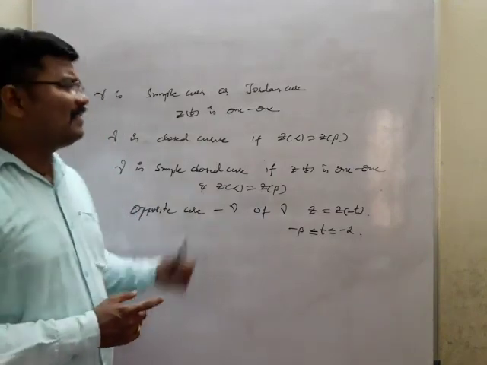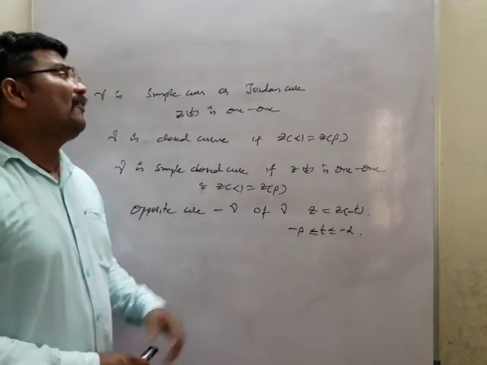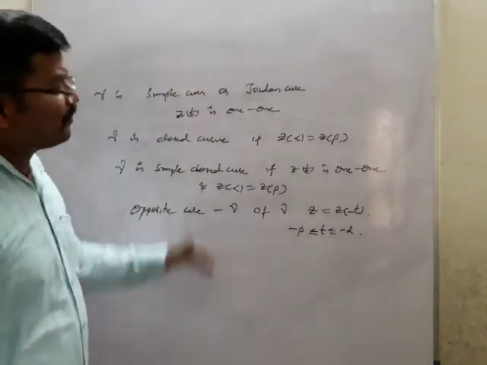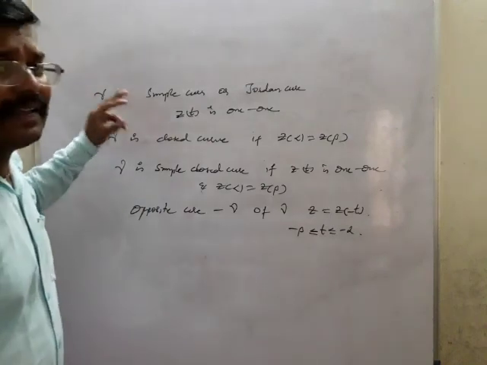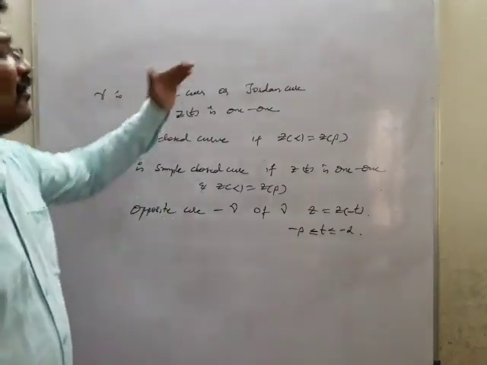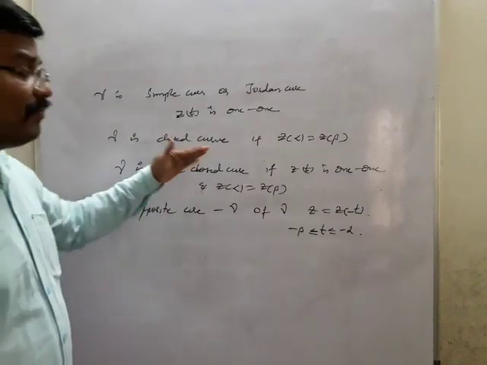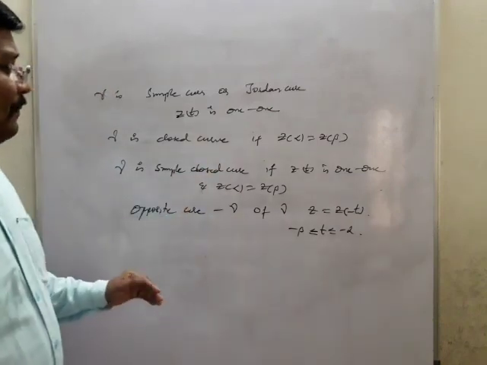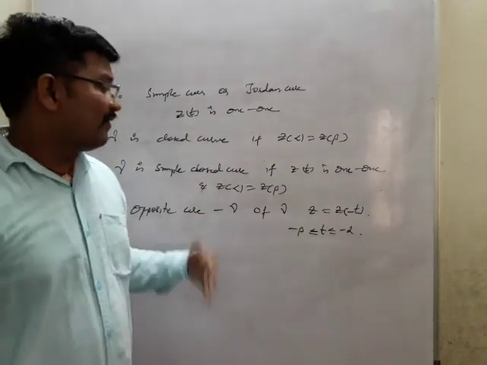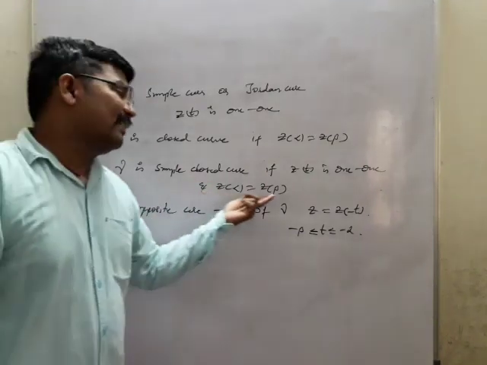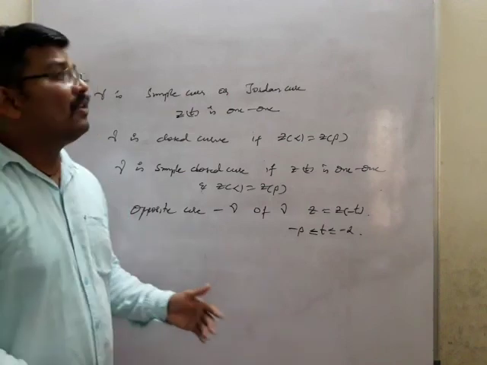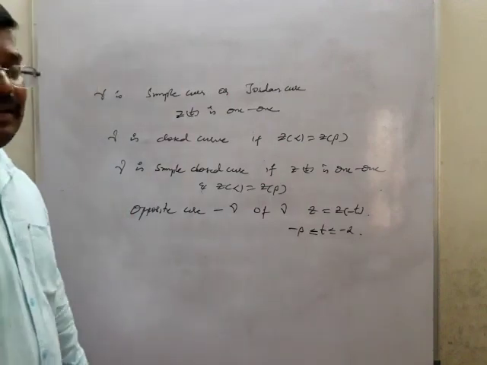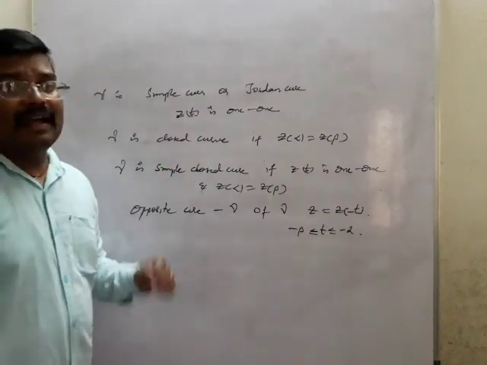Now these are all points you have to remember in order to solve the different problems regarding arcs. This is very important. They may ask us to find out whether the given gamma is a simple curve, Jordan curve, or simple closed curve, or whether it is 1-1, or whether gamma of alpha is equal to gamma of beta or not. They may ask the questions in different manners, so you have to remember all these important points regarding arcs.